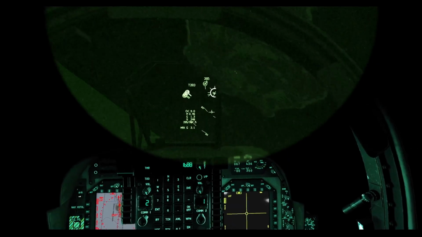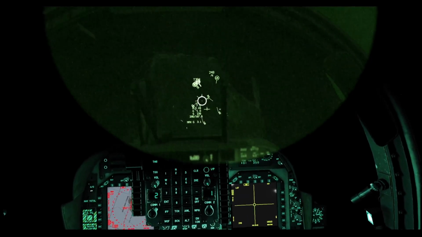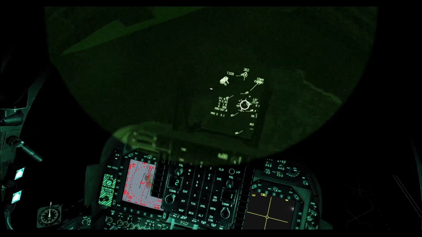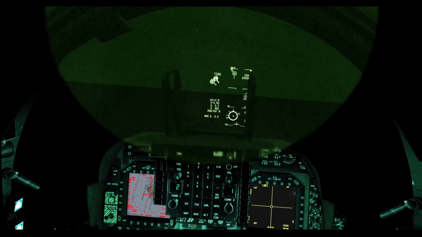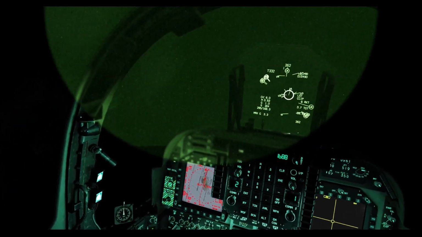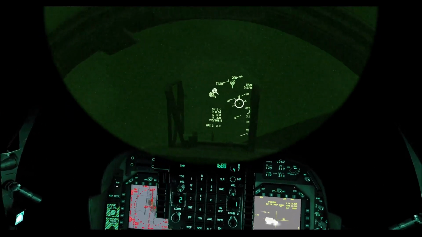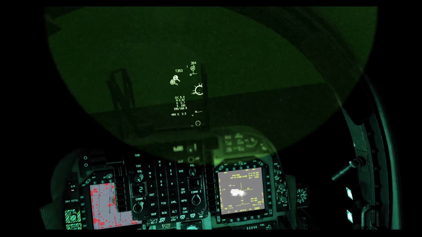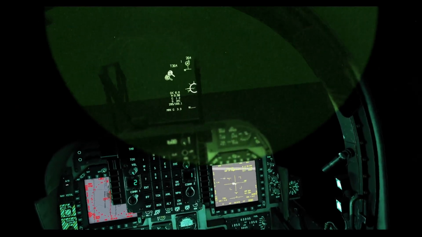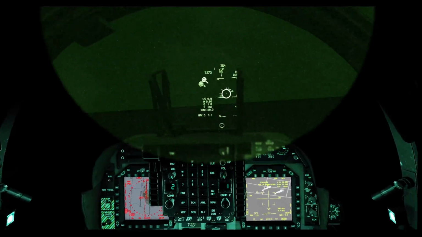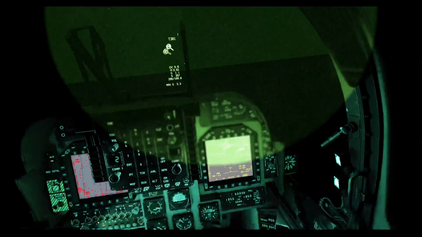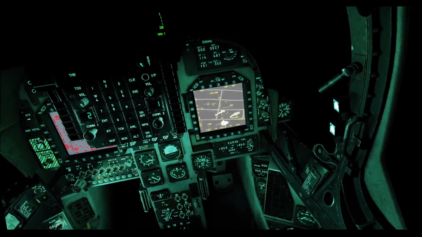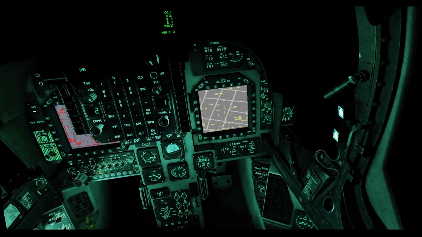11, request laser. Laser on, code 1688. 11 in from the east. 11 spot and rifle. There we go. That's a shack right there.